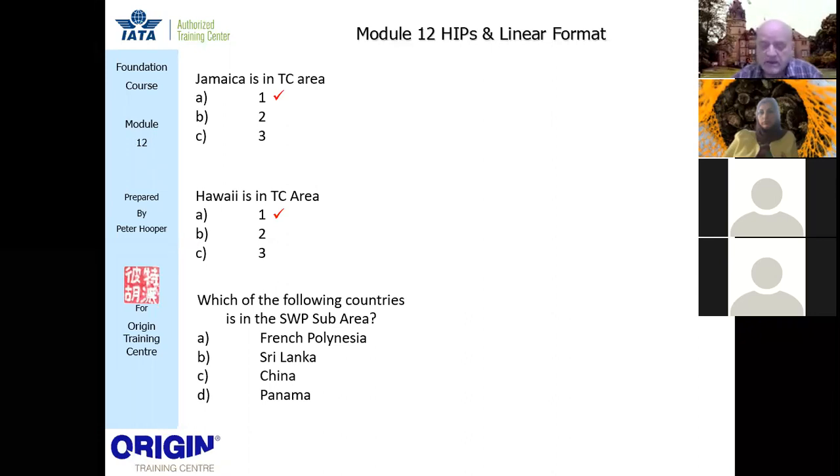A, French Polynesia. Actually, sometimes you may not know the answer. But do you think Sri Lanka could count as Southwest Pacific? No. China? No. Panama? No. Well, in that case, it must be French Polynesia. If answer A was Vanuatu, and you've got no idea where Vanuatu is, you know the other three cannot be Southwest Pacific, so Vanuatu must be the answer.